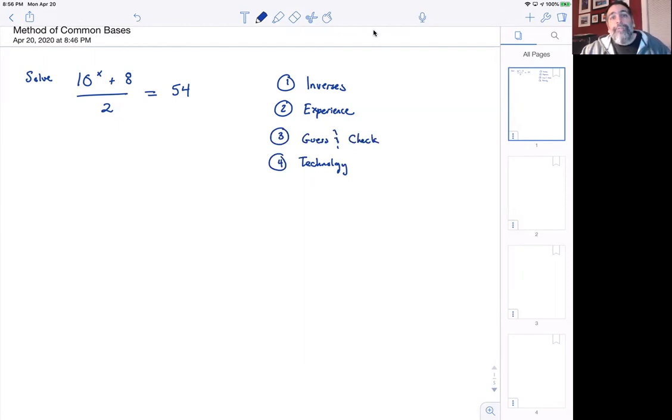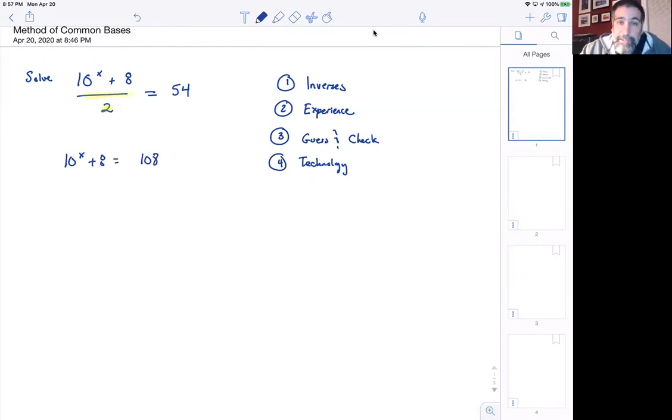So let's take a look at our first equation here. 10 to the x plus 8, over 2, equals 54. How are we going to solve this? Well, the first thing we're going to do is use inverses. We want to get rid of this division by 2, so we're going to multiply both sides by 2. And that's going to take us to 10 to the x plus 8 equals 108.